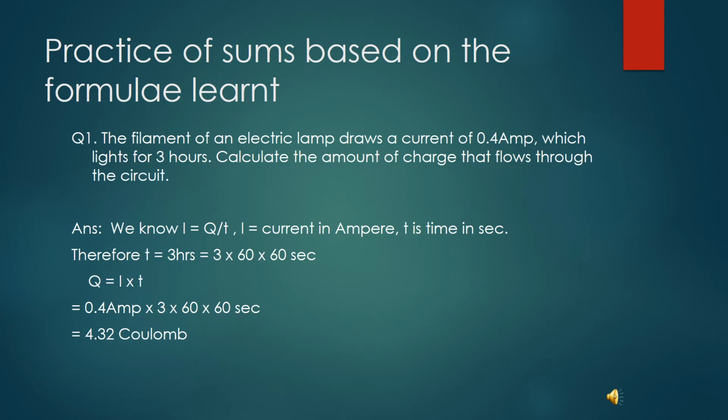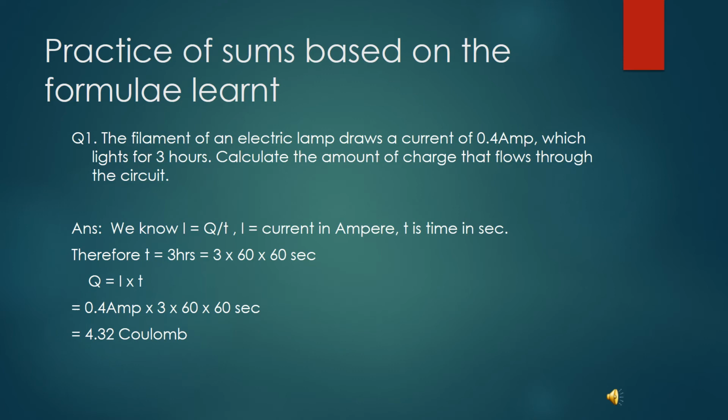Sum number 1. The filament of an electric lamp draws a current of 0.4 ampere which lights for 3 hours. Calculate the amount of charge that flows through the circuit. We know I is equal to Q by T. So what is the value of I given over here? 0.4 ampere. And what is the time? 3 hours. Can I write 3 hours? No, I have to convert it into seconds.